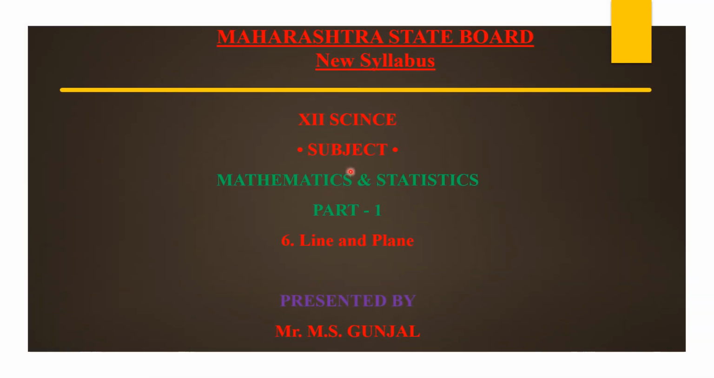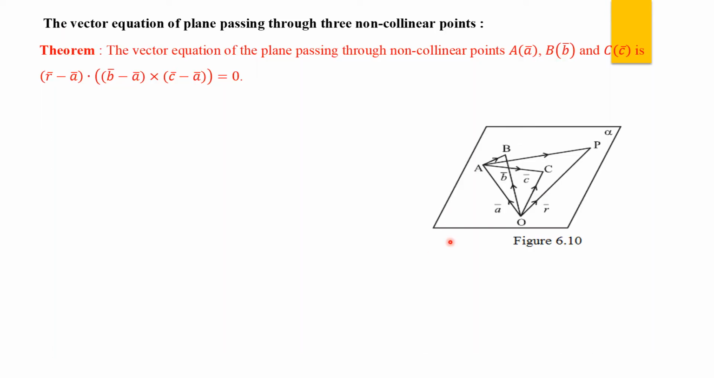12 Science, Subject Mathematics and Statistics, Part 1, Chapter number 6, Line and Plane. Dear students, we are going to study the vector equation of a plane passing through three non-collinear points.